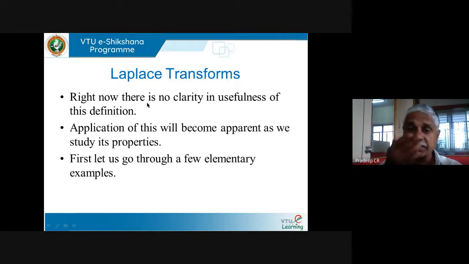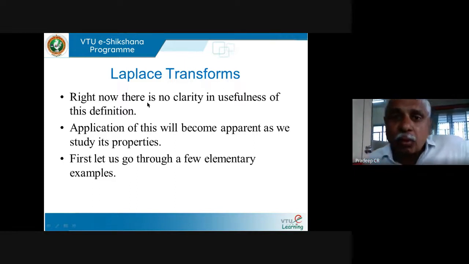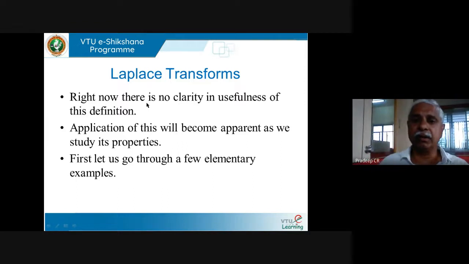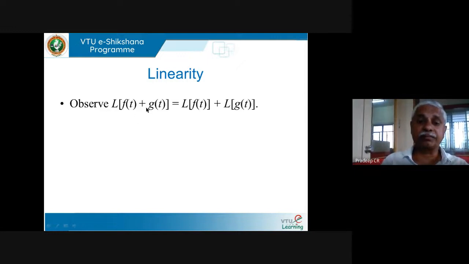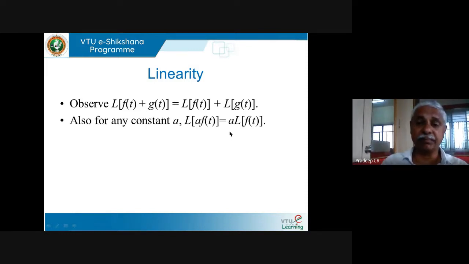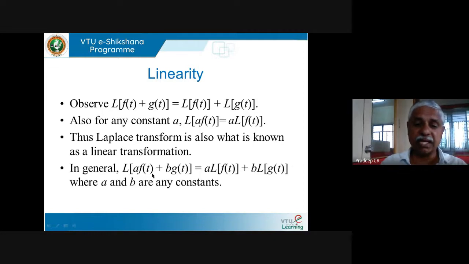But before we reach that, we have to understand how to do manipulations with functions and Laplace transforms. So I'll give you a few very elementary examples. Before I proceed, this is very important. There's no proof of it here; the proof is very easy, but I'll not bother about it. L is also a linear transformation. That means this is true: L of (a f(t) plus b g(t)) is a L of f(t) plus b L of g(t).